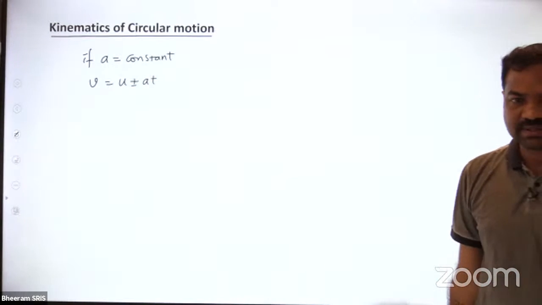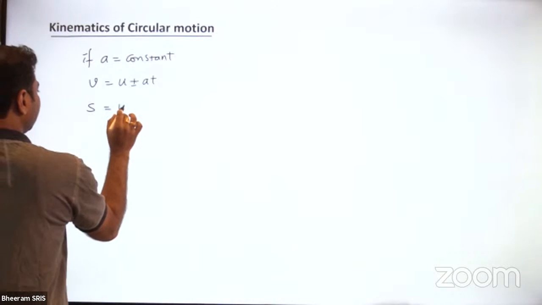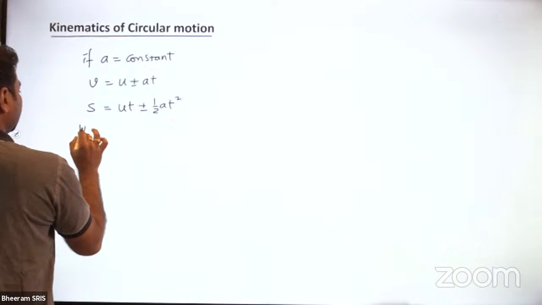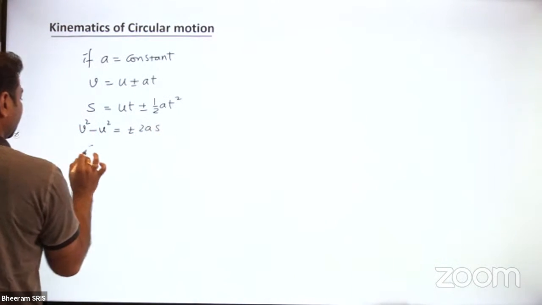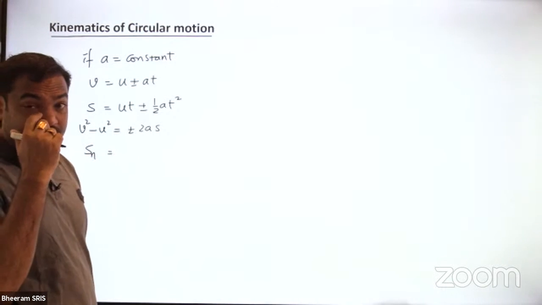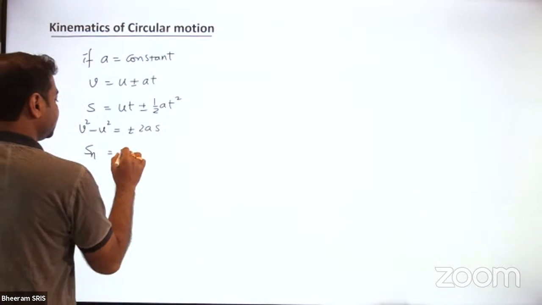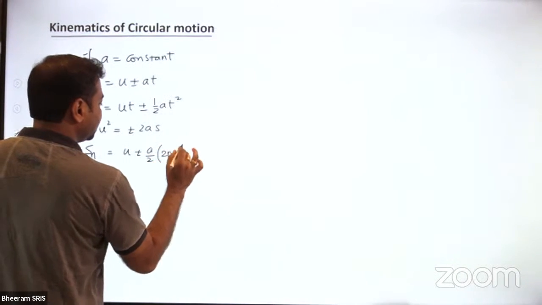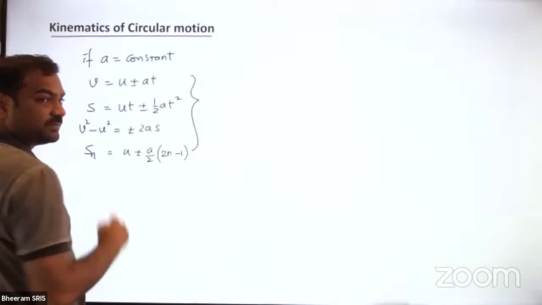So what about the other equations? Displacement in t time is ut plus or minus half at square. V square minus u square is equal to plus or minus 2as. And displacement traveled in the nth second, so this is 1 second duration journey, is u plus or minus a by 2 into (2n minus 1). So all these equations you can write down when a is constant.